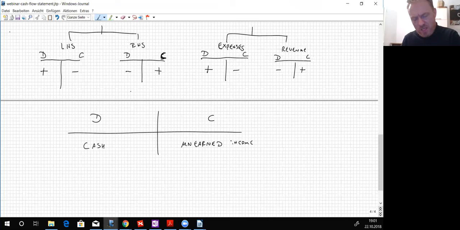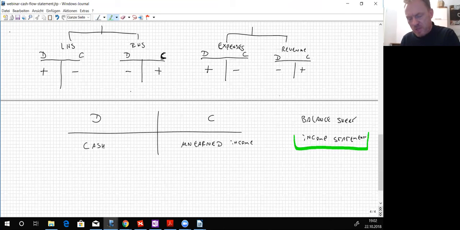Unearned income. And let me do one thing. We have the balance sheet and we have the income statement. And that's always true with all my webinars. In order to truly see that there is a difference, I want to put everything that's connected with the income statement underlined with green. And now I want to have the yellow. Where's my color? The balance sheet is going to be underlined with yellow.